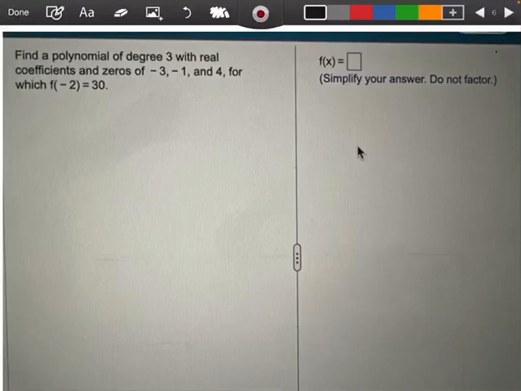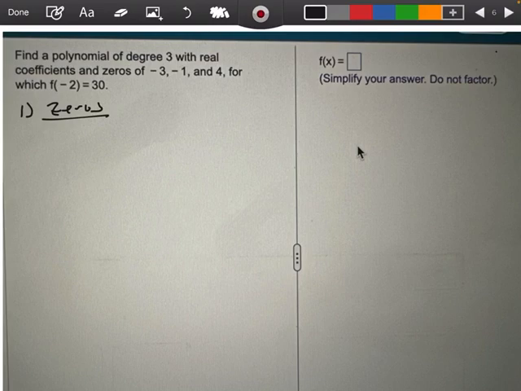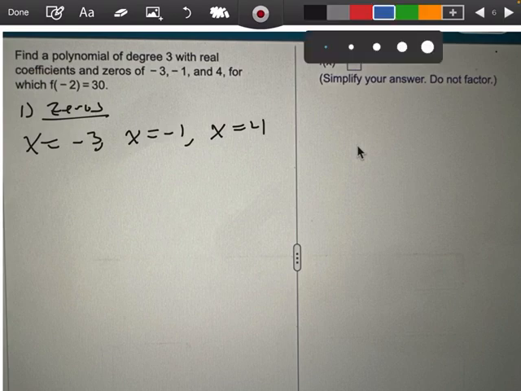So y'all, this next problem says, let's find a polynomial of degree 3 with real coefficients and zeros of -3, -1, and 4, for which f of -2 is equal to 30. Okay, so I'm going to walk y'all through the process. Number one, I'm going to deal with the zeros of the function. They're telling me that x is equal to -3, x is equal to -1, and x is equal to 4 are my zeros, okay?